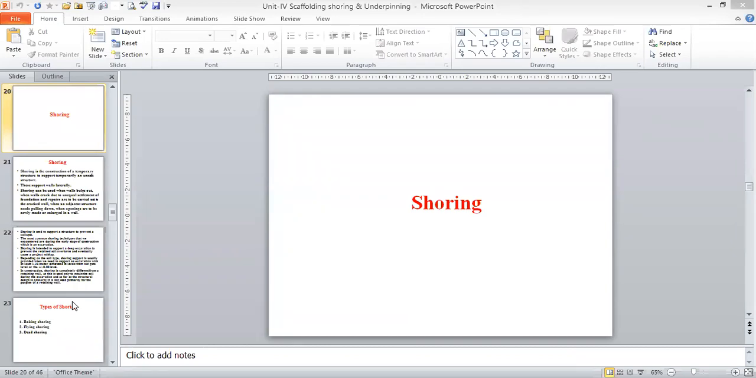Suspended scaffolding is used for repair works, plastering work, painting work, or pointing work. These are the situations where we use the suspended scaffolding. In the suspended scaffolding, ropes or chains are dropped down from the top level or the roof level and made into a platform, and we can work.